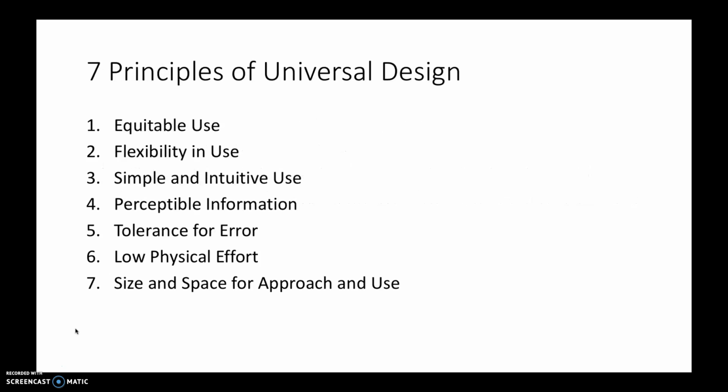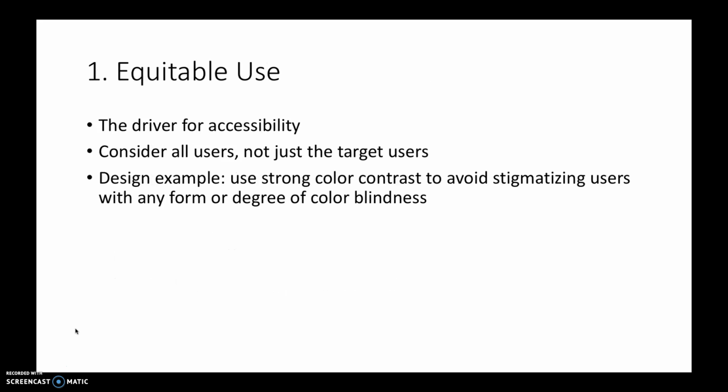And here I have listed the 7 principles. So over the course of the next slides, we're going to go through each of the individual principles. And here we go. So number 1, equitable use is the driver for accessibility. So we need to consider all users, not just the target users, because think back to the last website that you stumbled on and when you started off your search, you weren't even remotely going to that site. So, you just have to consider all users.